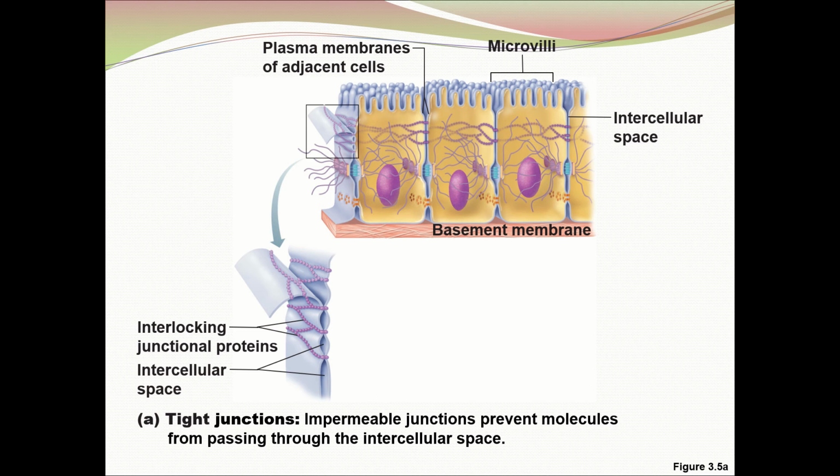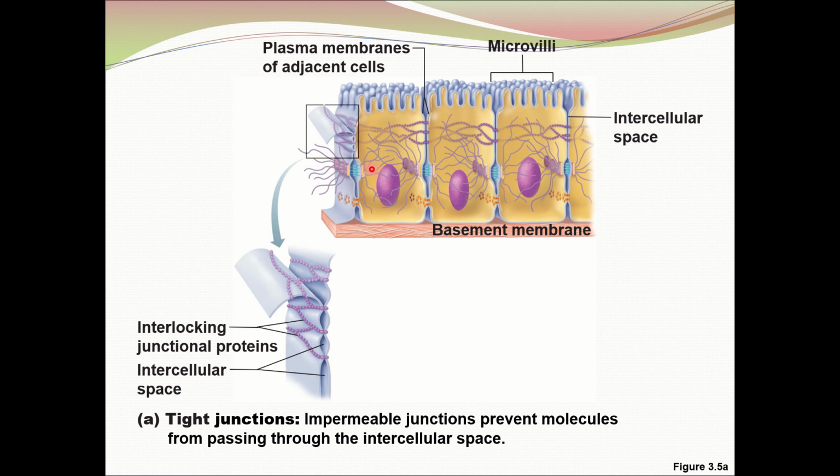In the illustration at top, it shows epithelial cells that are forming a boundary or a lining of an organ, and they have to be tightly connected to one another through these tight junctions. Notice that they kind of look like they are nailed or stapled together.